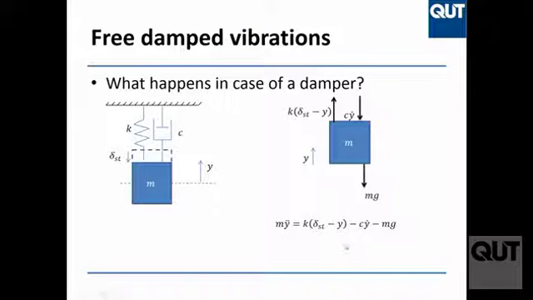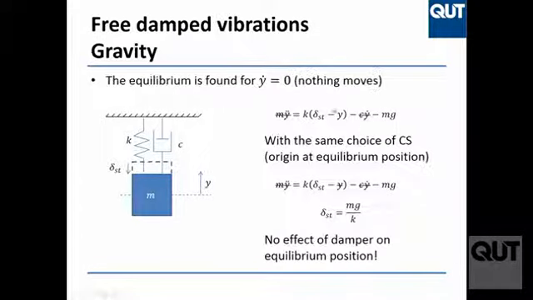We also are smart, and we set our coordinate system so that y is equal to 0 at equilibrium. Therefore, also this y goes. So these two go because of equilibrium. This one goes because we are smart in the choice of our coordinate system. And therefore, I'm still left with these three terms, and again, delta static, in this case, is mg over k.